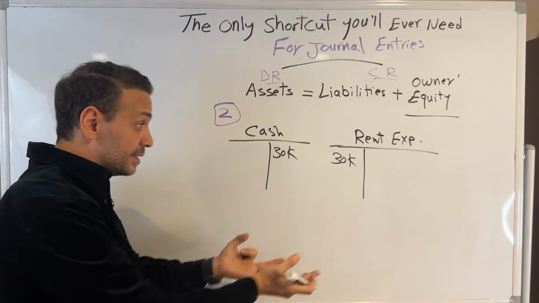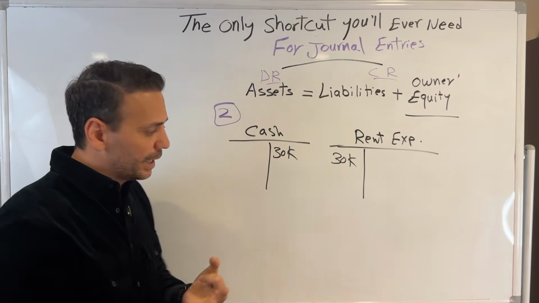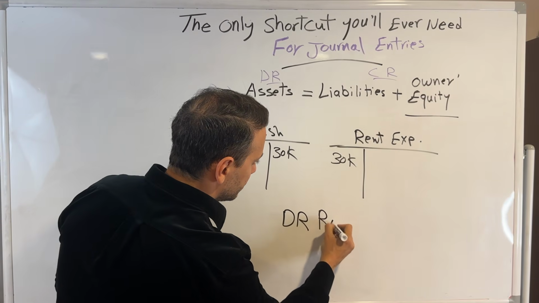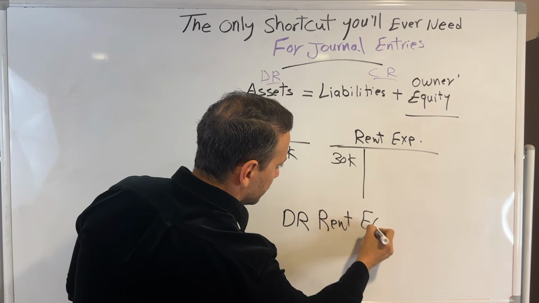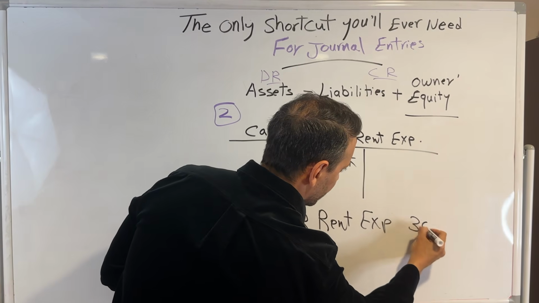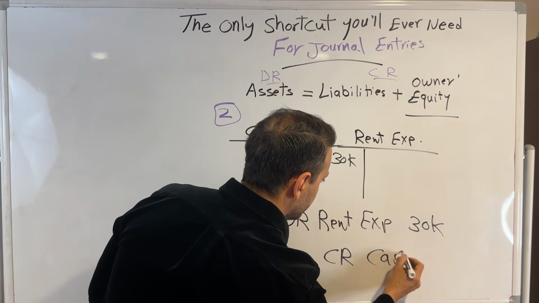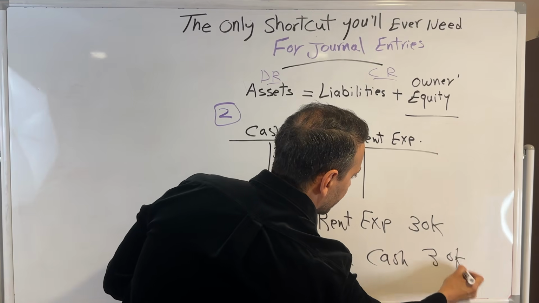By the way, that same journal entry can be written in a different format. Some would write it like this. Write debit, rent expense for $30,000 and credit cash for $30,000, right?